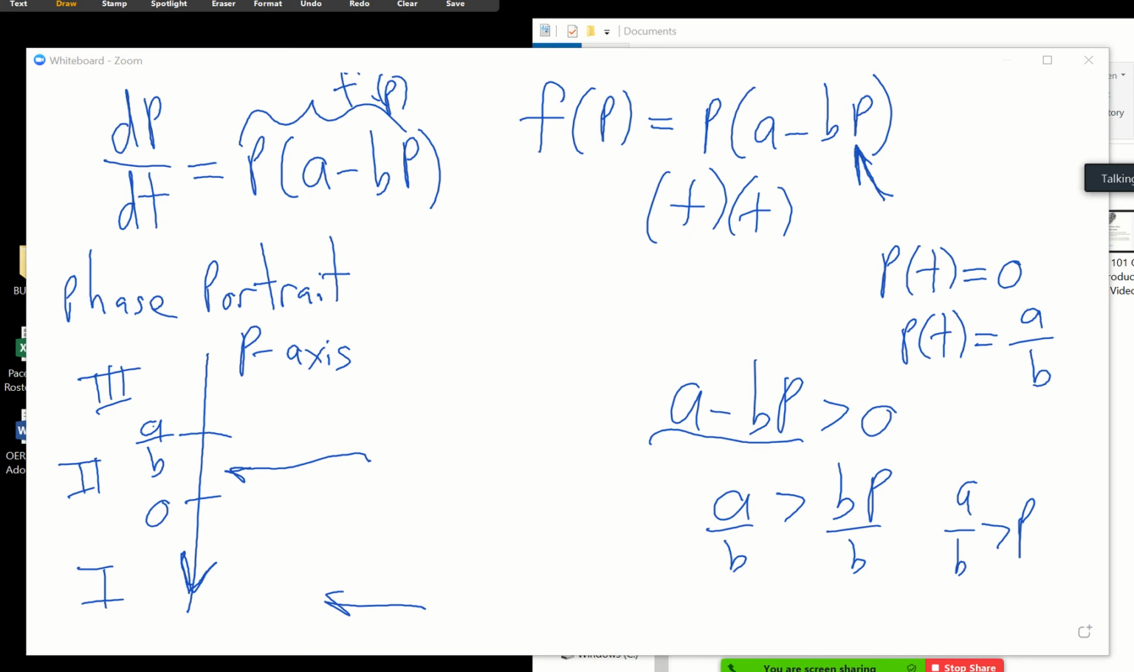So we have positive times positive, which means that f of p will have a positive sign, meaning it's greater than 0 in region 2. So if it's greater than 0, then that means that it's kind of acting up. So it's going to be increasing.